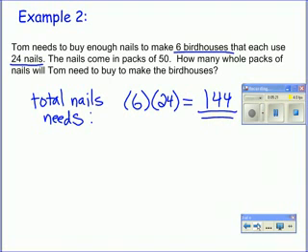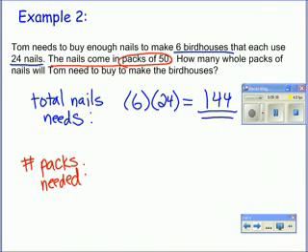So we know he needs 144 nails to make all 6 birdhouses. Okay, let's go to the second part of the word problem. The second part says that the nails come in packs of 50. So we want to see how many packs we need. Number of packs needed. The question is, how many whole packs of nails will Tom need to buy to make the birdhouses? The key word here is whole packs.